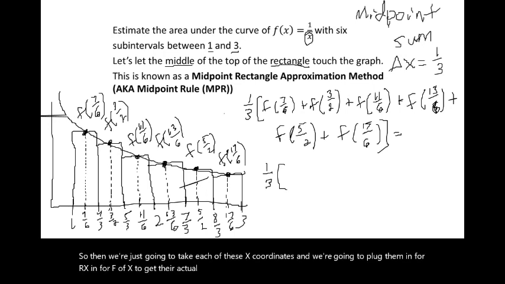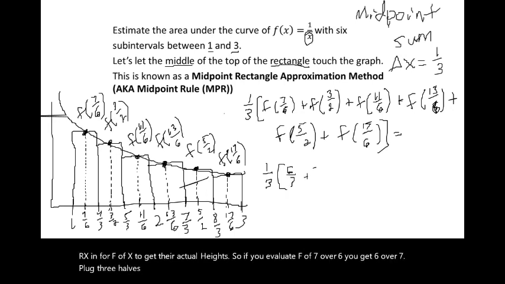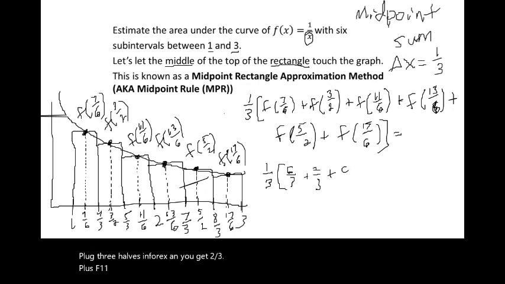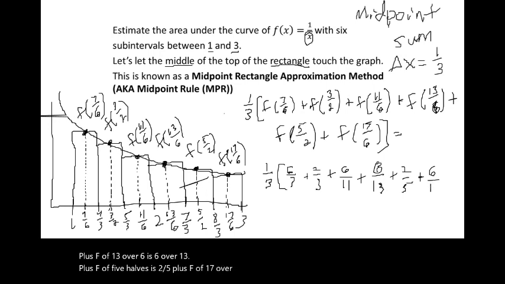So if you evaluate f of 7/6, you get 6/7. Plug 3/2 in for x and you get 2/3. Plus f of 11/6 is 6/11. Plus f of 13/6 is 6/13. Plus f of 5/2 is 2/5. Plus f of 17/6 is 6/17.